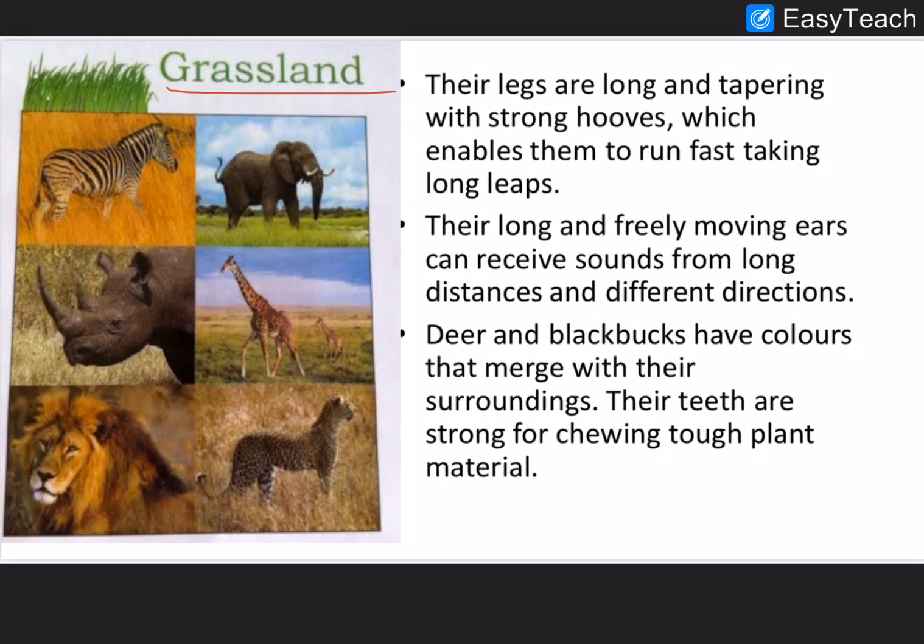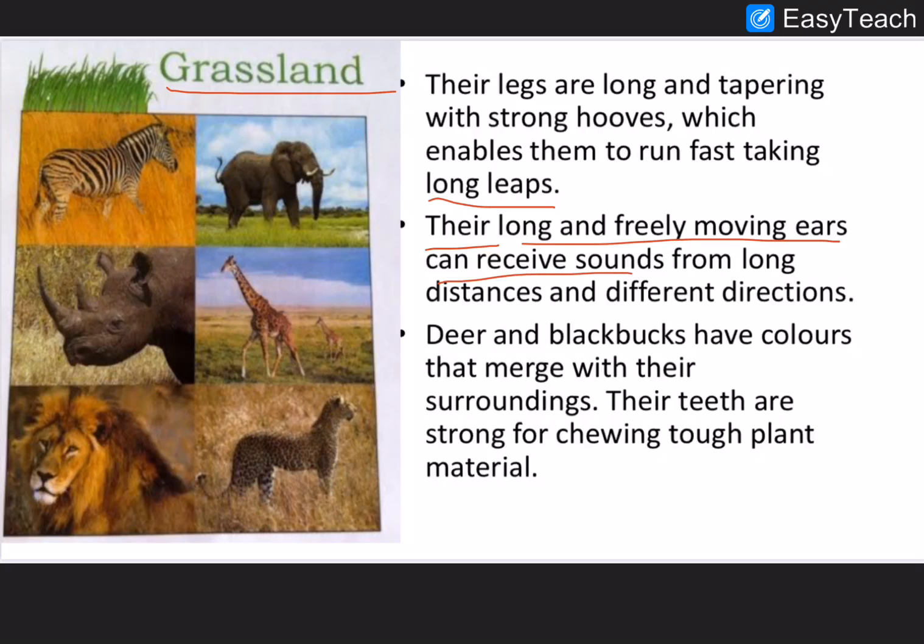So what are the different types of animals seen in grassland? You can see in the image zebra, elephant, hippos, rhinos, giraffes, lion and tiger. The legs are long, tapering with strong hooves, which enable them to run fast, taking long leaps. So they have strong hooved legs, which help them to run fast, taking long steps. Long leaps means to cover more distance.